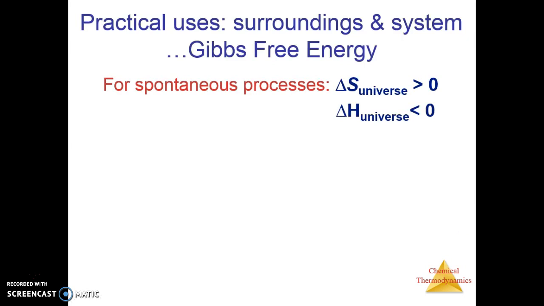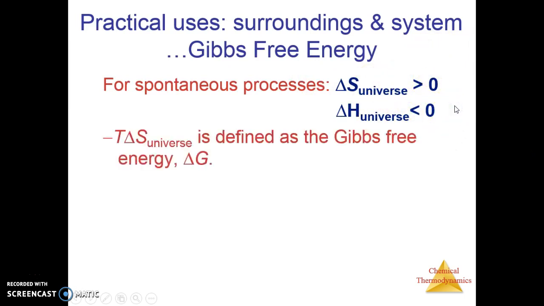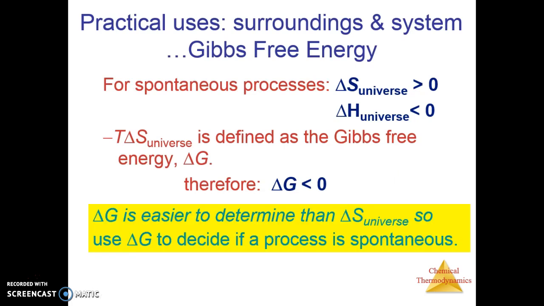For a spontaneous process, delta S of the universe has to be greater than 0. Delta H of the universe has to be less than 0. So minus T delta S of the universe is defined as Gibbs free energy for a spontaneous process. Therefore, for a spontaneous process, delta G has to be less than 0. So delta G has to be negative if the reaction is going to be spontaneous. Delta G is actually a lot easier to determine than delta S. So we use delta G to decide spontaneity as opposed to delta S.